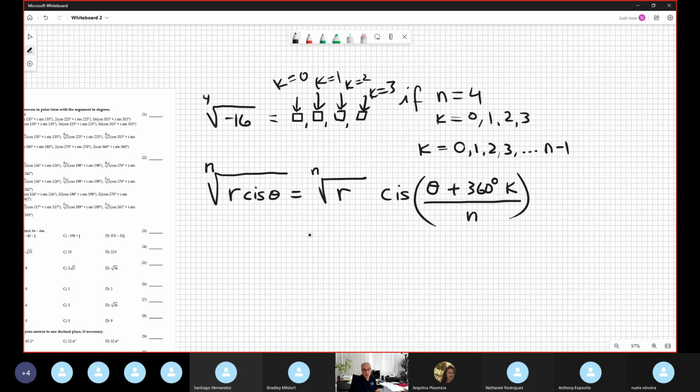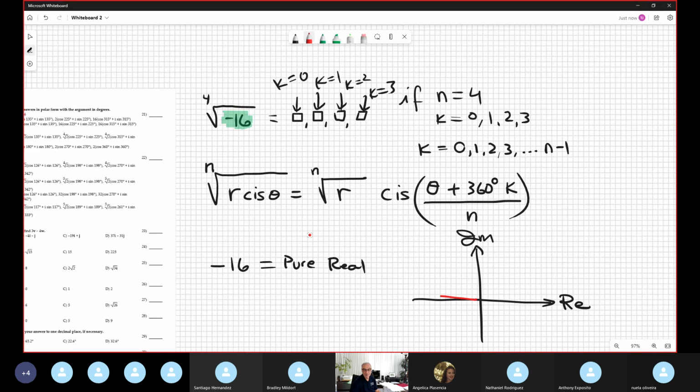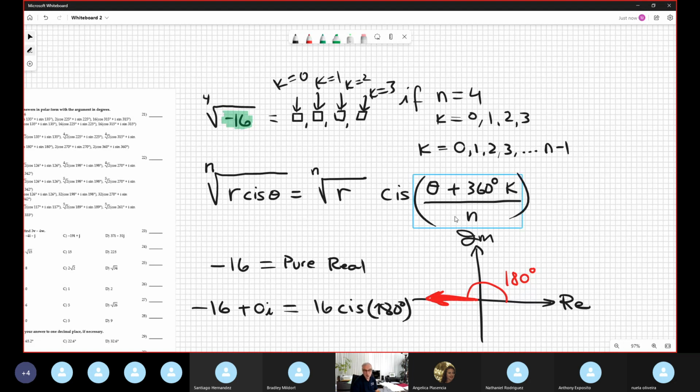Well, but the first thing I should do is convert this number to polar. But it's easy because this number is purely real. Negative 16 is purely real, because in the complex plane that number lies exactly on the real axis, but in the opposite direction, like that. And the radius is 16, and the angle is 180. Make sense? No mathematics, intuition only. So now, negative 16 in rectangular, which is negative 16 plus 0i, is equivalent to 16 cosine plus i sine 180 degrees. Do you understand this very well or no?